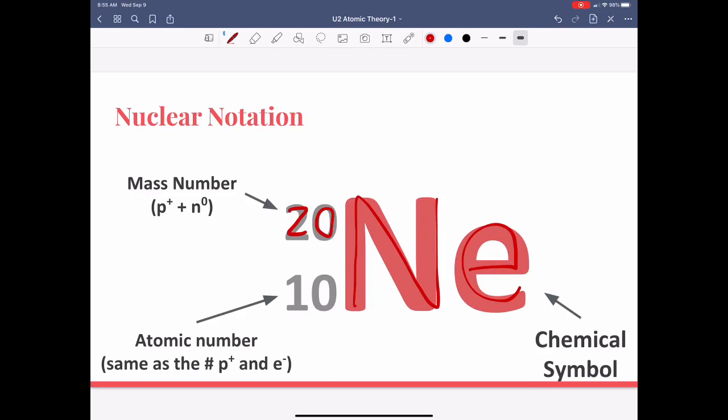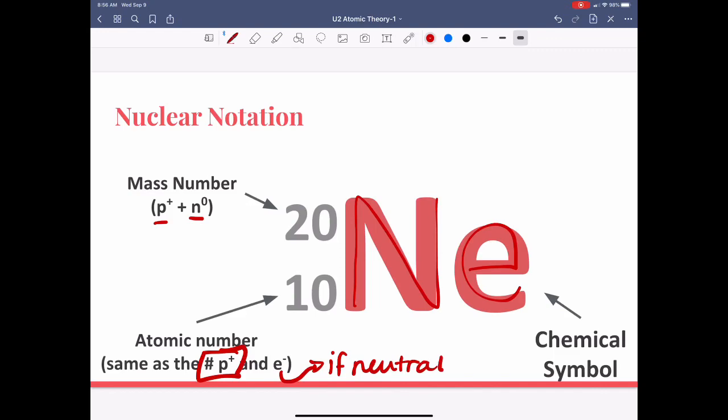Remember, how do we find mass number? Protons plus neutrons. For this case, 20 is given to us. We know our mass number already. Remember, we said we'll be given either the mass or the neutrons. And then at the bottom, you have your atomic number. That is always the same as the number of protons, and it's the same as the number of electrons if neutral. And today, remember, we're only dealing with neutral atoms. So, mass number up top, atomic number at the bottom.